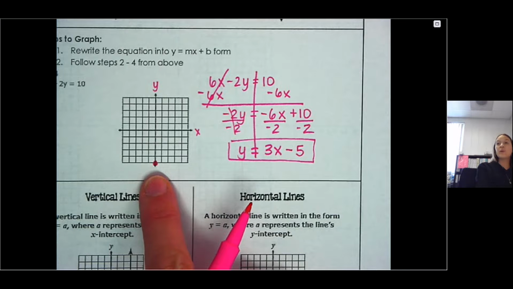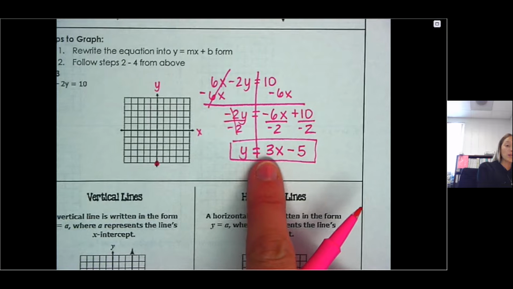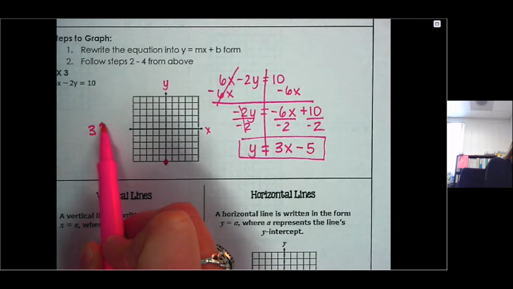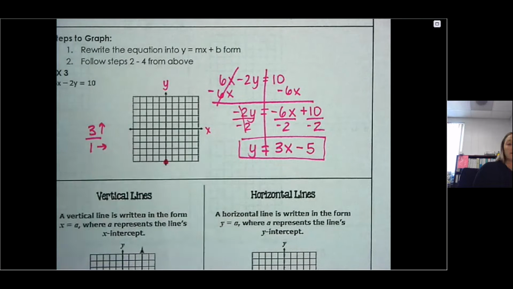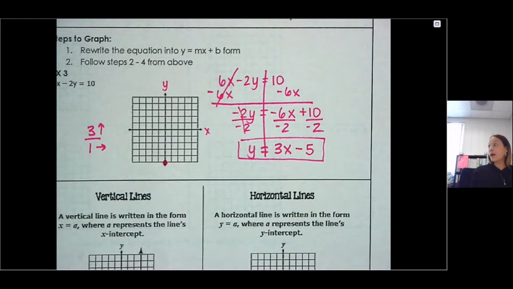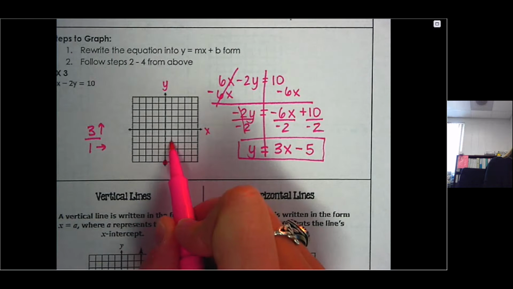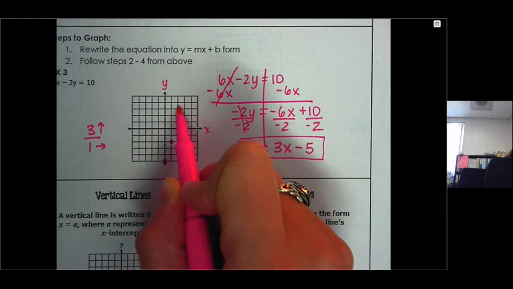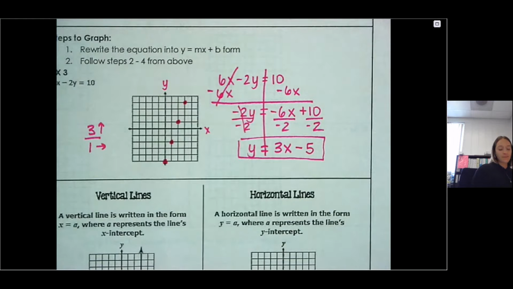And my slope is what? Positive 3 over 1. So which way am I going to move? Up 3 to the right 1. Good. Up 3 to the right 1. Look, if this helps you right here with the arrows, do it. It helps me. I still to this day do that. And I'm a teacher, so you should do it too. And then connect.